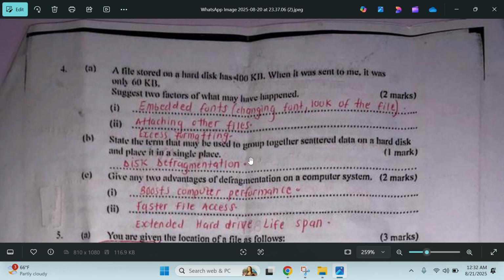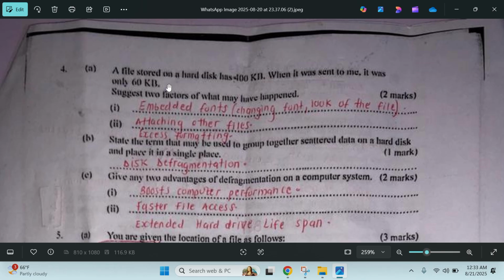4. A file stored on a hard disk has 400 kbs. When it was sent to me, it was 60 kbs. Suggest 2 factors of what may have happened. In other words, they were asking us that a file stored on that disk is 400 kbs, but when I received it, it was 60 kbs. So, what factors may have led to the file expanding from 60 kbs to 400 kbs?